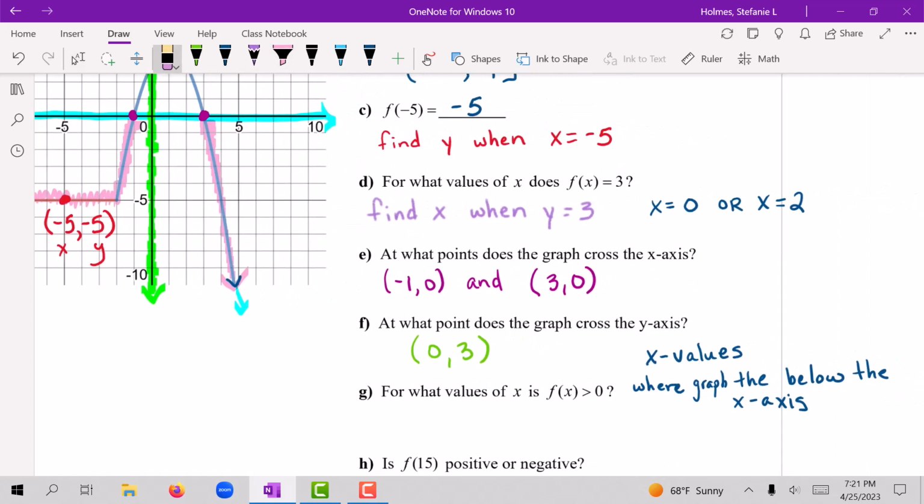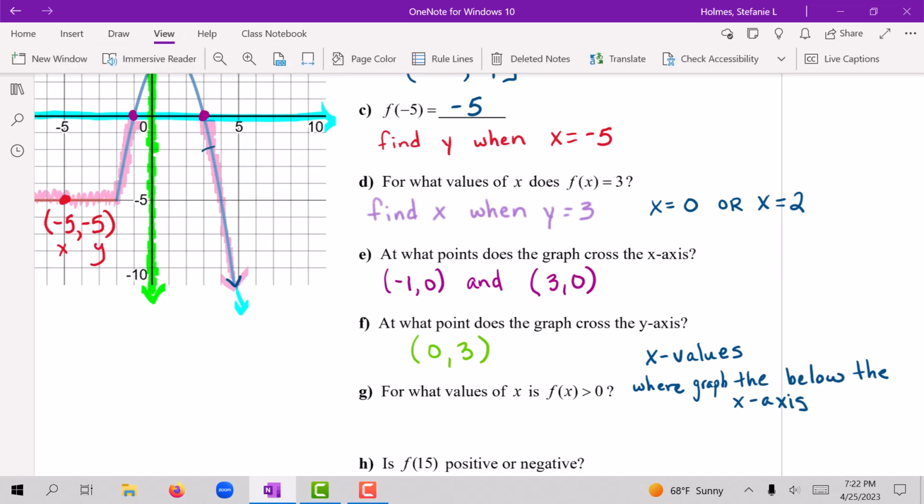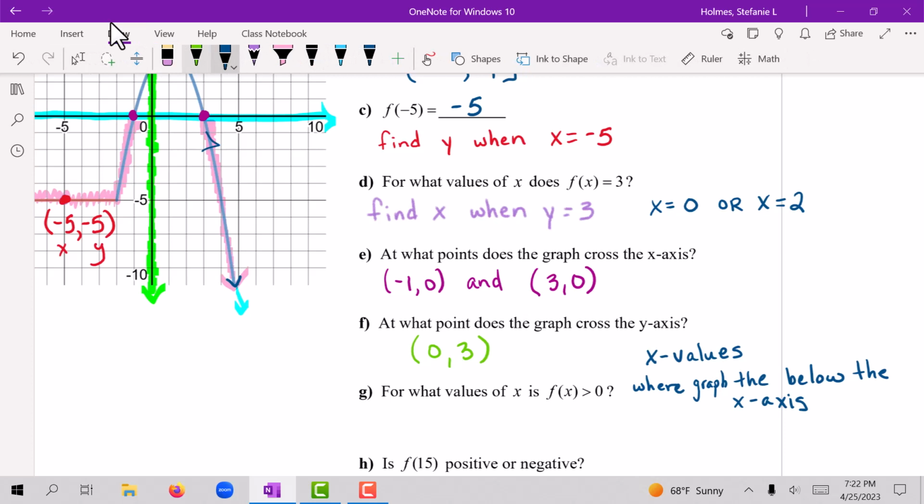Oh, bad me. I did below. Sorry, we were supposed to do above. So undo all that pink. My bad. This is what happens when you work too many hours.